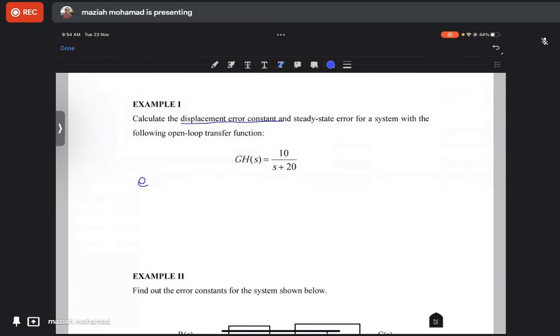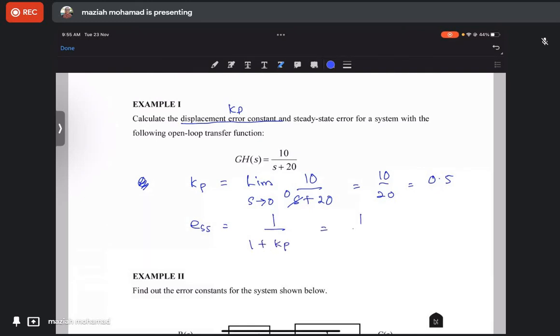it said displacement error constant, meaning this is Kp, right? So Kp is equal to limit s goes to 0 of the open loop transfer function, so 10 over s plus 20. Therefore the s term is 0, so we have 10 over 20, which is 0.5. The steady state error is 1 over 1 plus Kp, so it is 1 over 1.5. Similar to just now, 0.67.